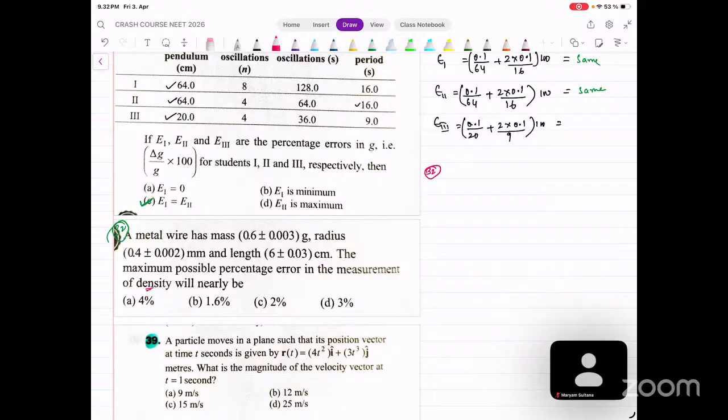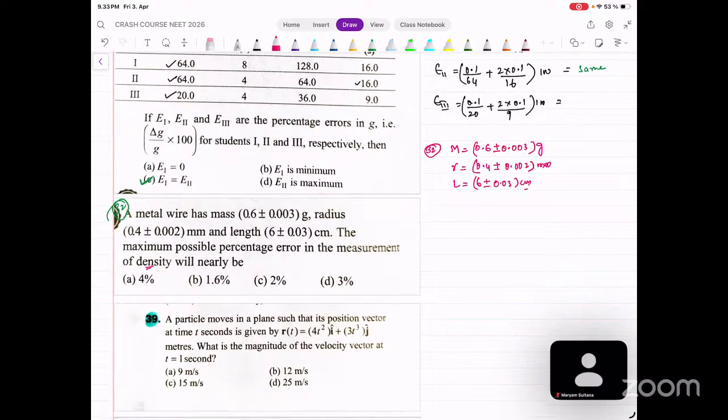Okay, given क्या क्या है देखो problem में, mass is given for me as of your 0.6 plus or minus 0.003 grams. Then radius of this one is given for me as 0.4 plus or minus 0.002 mm, ठीक है ना? And length of this one is given how much for me? 6 plus or minus 0.03 centimeters, ठीक है ना? वायर का mass दे रखा है, radius दे रखा है, length is also been given for me. Now how do you write the density formula बेटा?